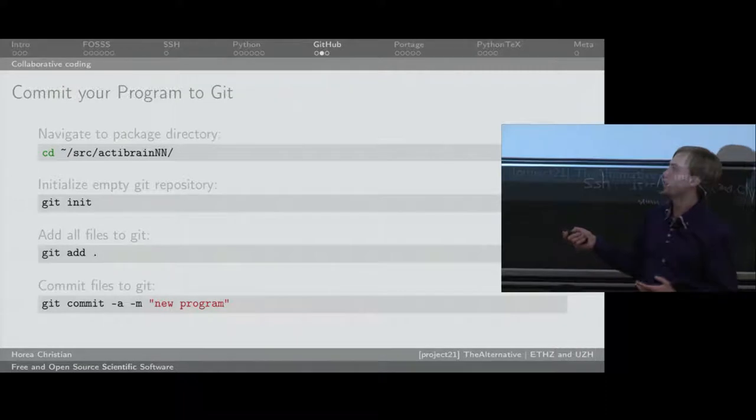So all of the files which have been added and have been changed, which at the moment was all files, get committed. Minus m stands for message. This is a commit message which Git will write. And you can write "new program" or anything else you want.